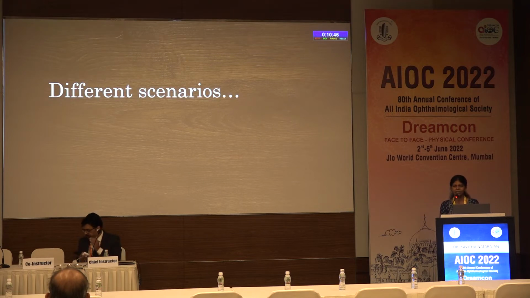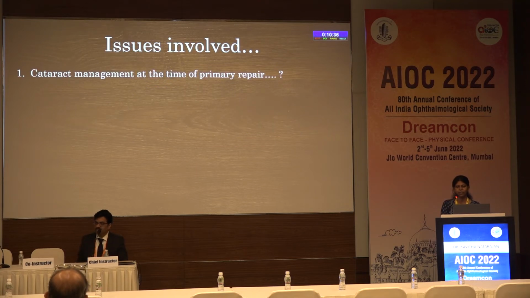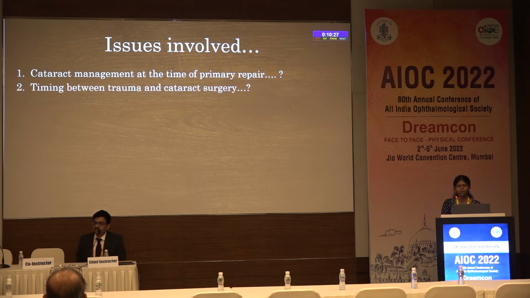So as I said, we have different scenarios to face. So we have to plan how, when, and along with what the surgery for cataract is managed. So what are the issues we see? Cataract management, when do we do it? Whether we do it at the primary repair when there is a concurrent globe injury like a corneal tear. If not, then the timing between the trauma and the cataract surgery.